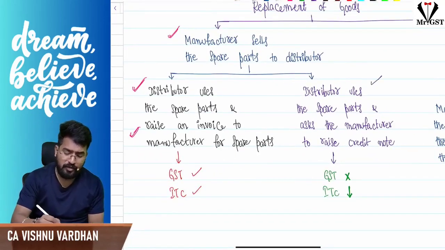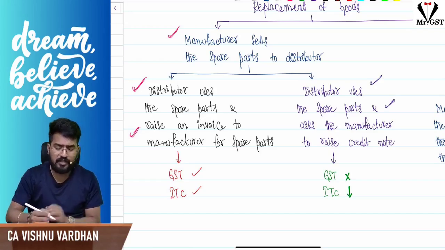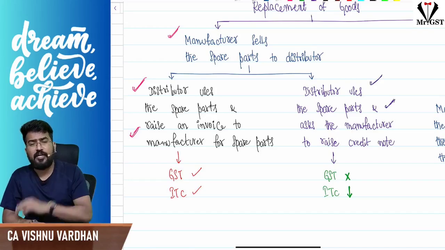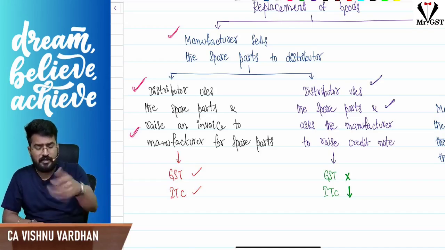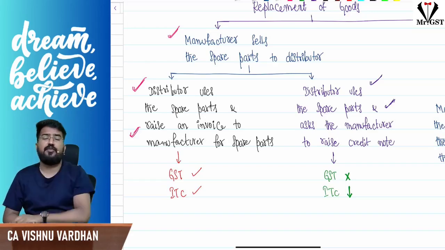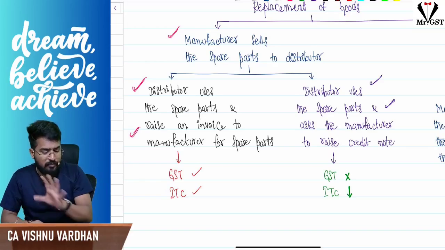So the distributor uses the spare parts and asks the manufacturer to raise the credit note. So the manufacturer, that is the Honda company, raises the credit note on the dealer, and this fellow will reverse the ITC, proportionate ITC. That is why the ITC comes down for the showroom fellow, the dealer. Clear? So these are the possibilities here.